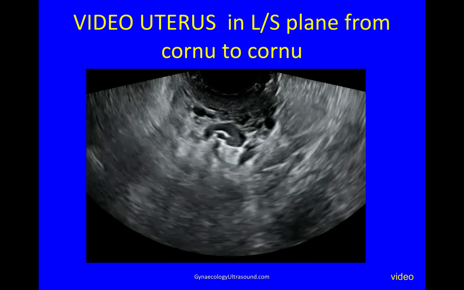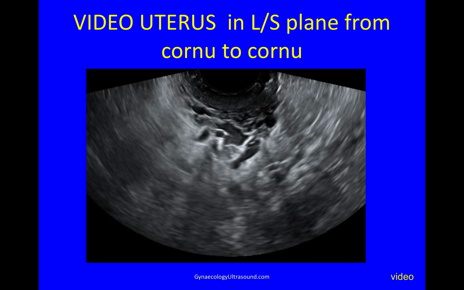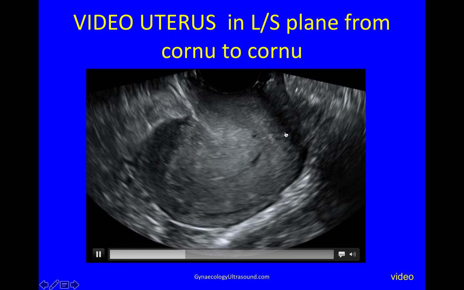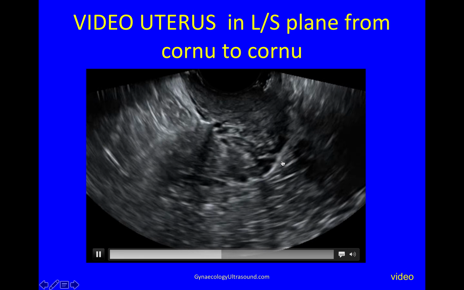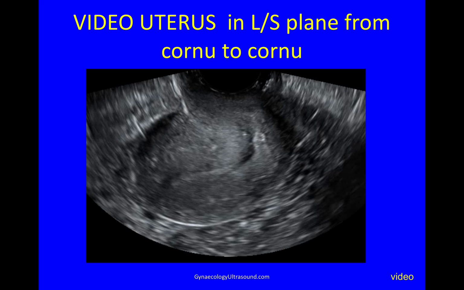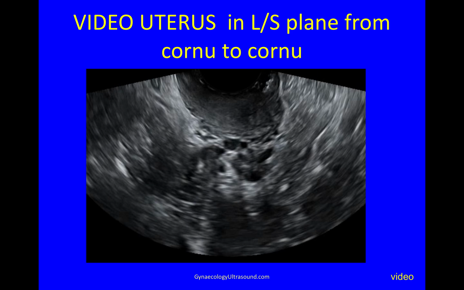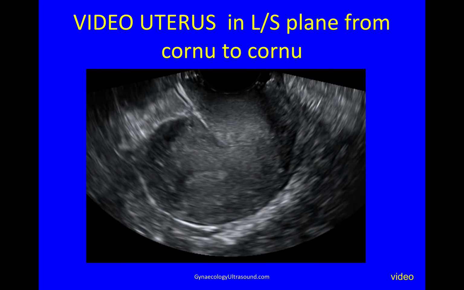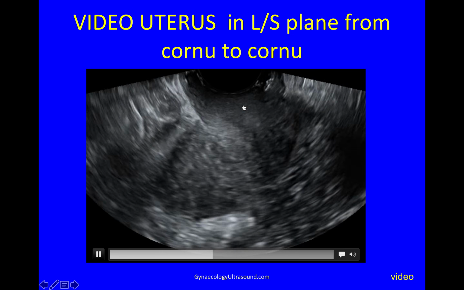So we're now going to look at the uterus in the longitudinal plane. I'm going to sweep in this plane from cornu to cornu. So you can see there's the cervix, this is anterior wall, posterior wall, and I'm just going from one cornu to the other. And you might want to repeat that a few times, particularly if there are some abnormalities. And you can see the cervix is just there with the cervical canal.